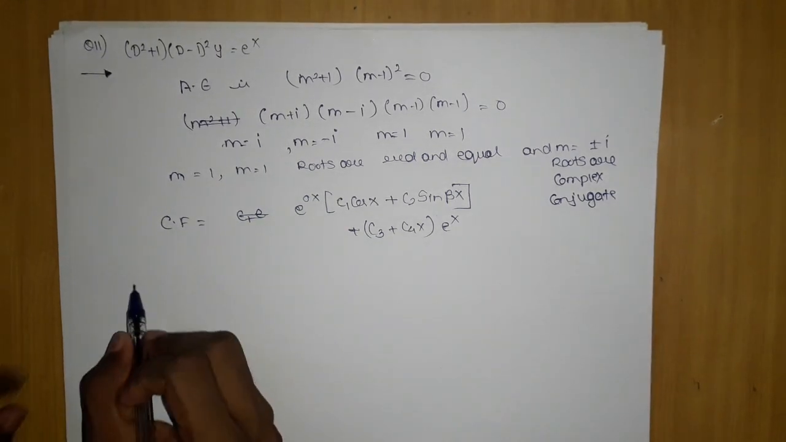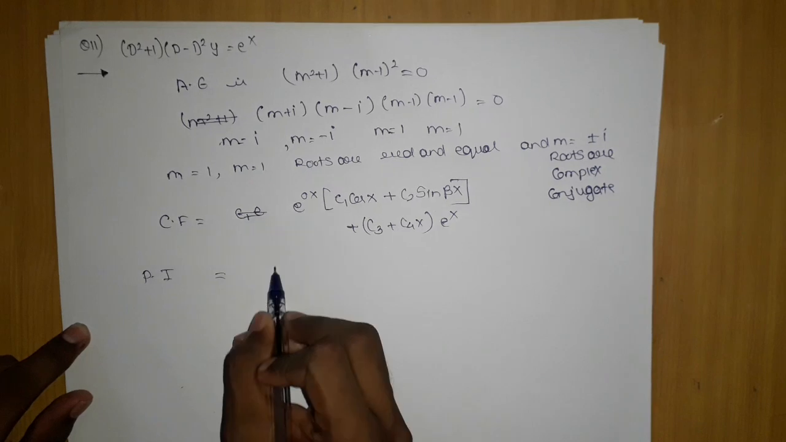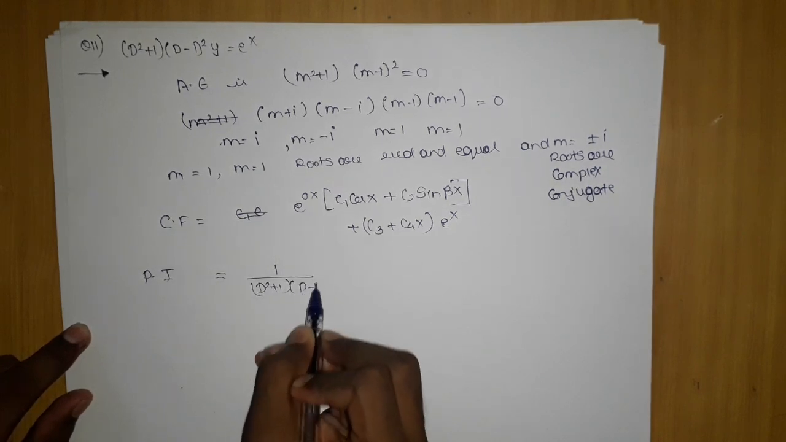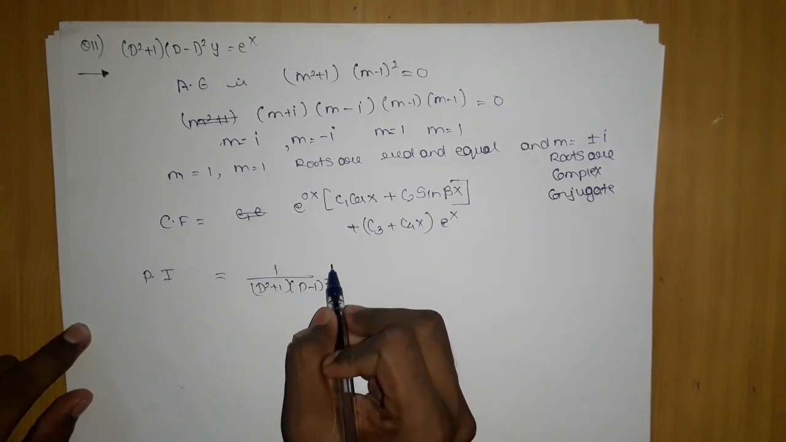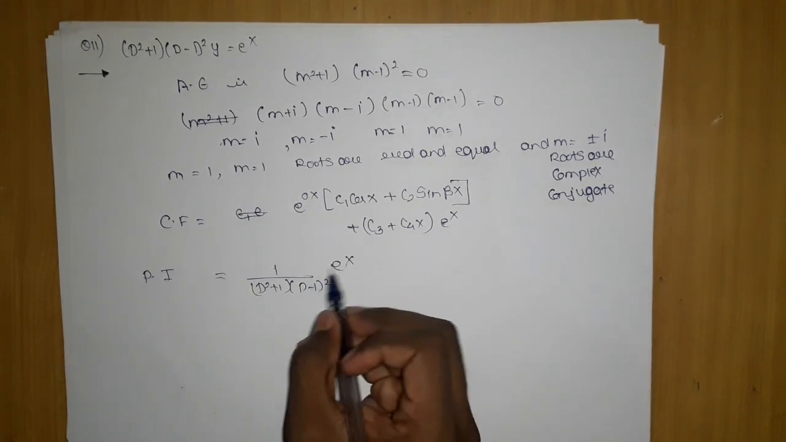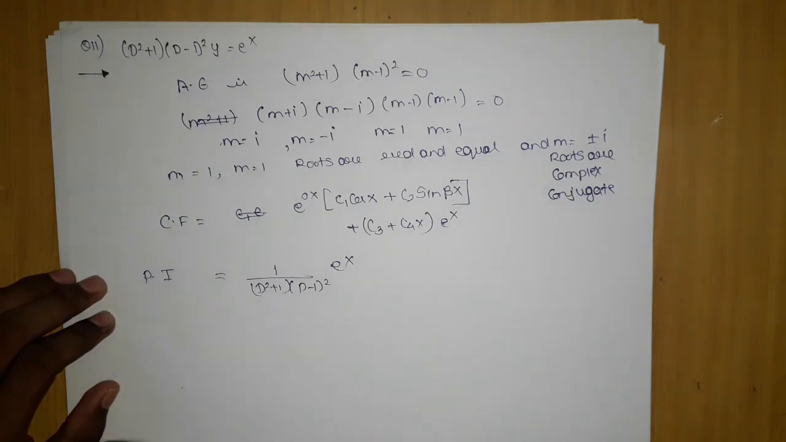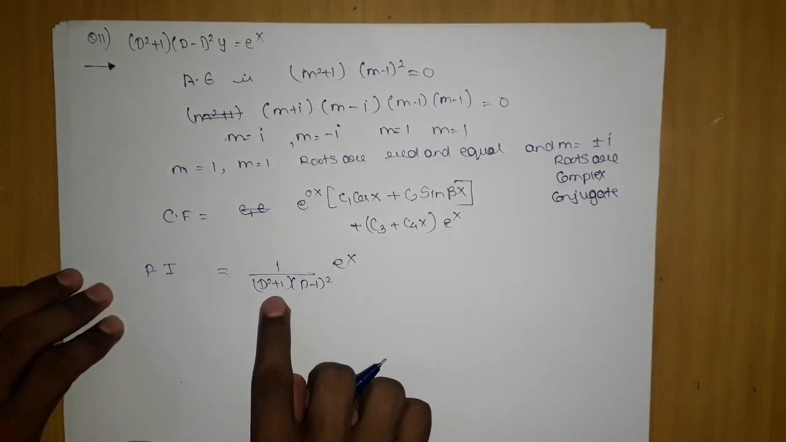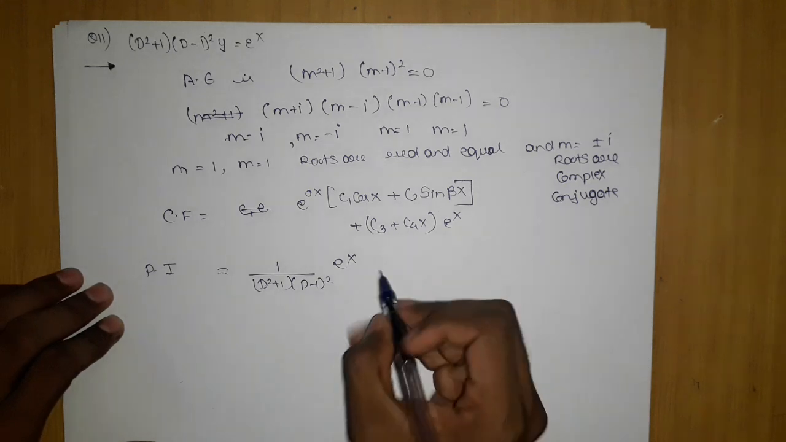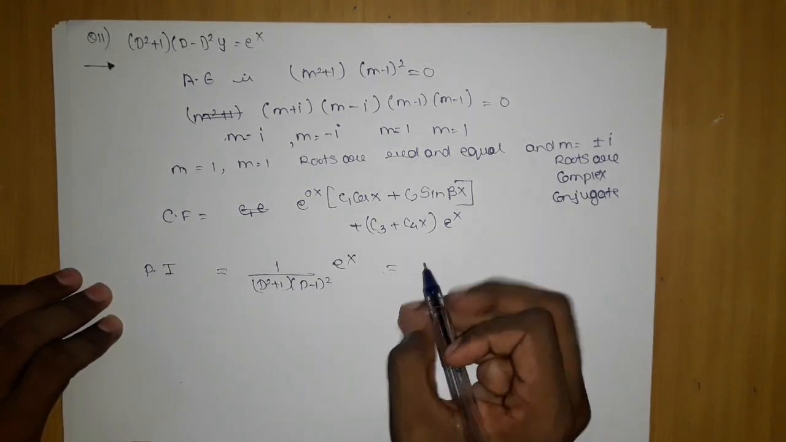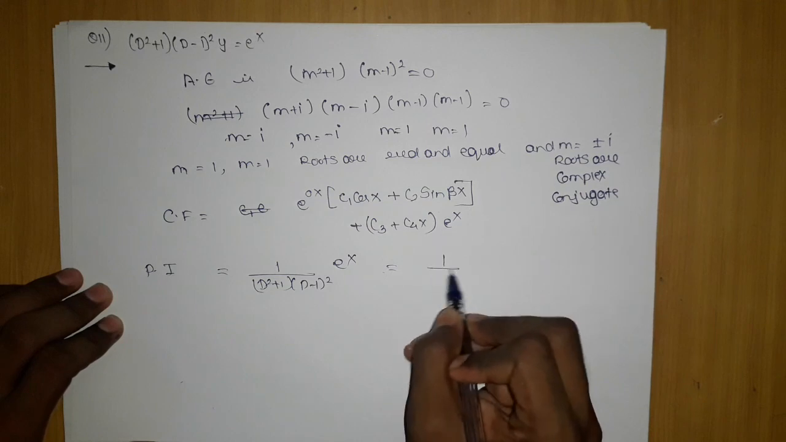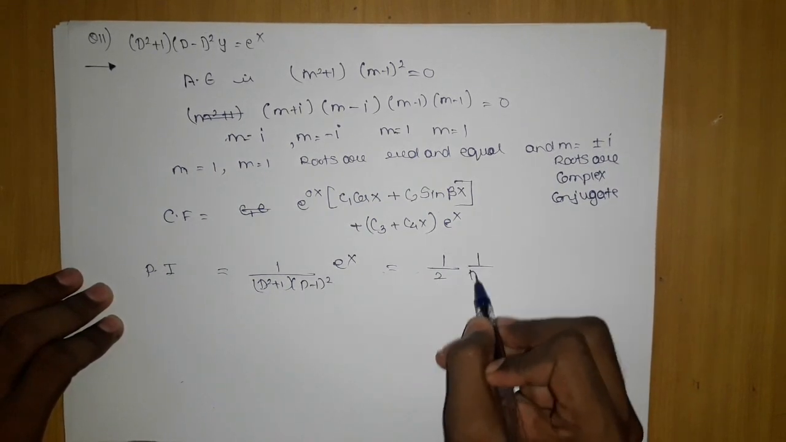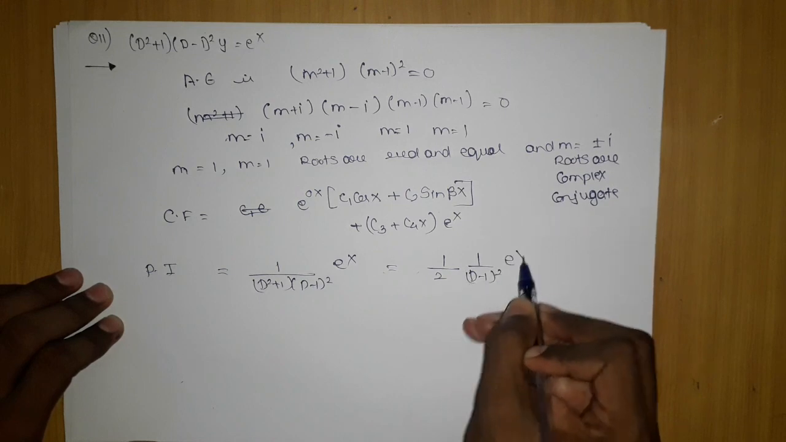Now for the particular integral, we will write 1 upon f of d, which is d square plus 1 into d minus 1 the whole square, into e to the power x. So you know, you will substitute a here as per the theorem which we have, meaning how to solve. In f of d, you know, it is always going to be positive, so you are going to substitute a, while in this you will apply that theorem. So the moment you substitute, it will be 1 square plus 1, which is 2, and here it will be d minus 1 the whole square e to the power x.